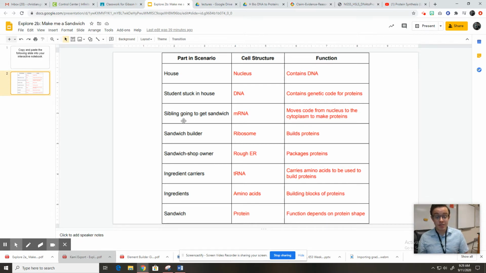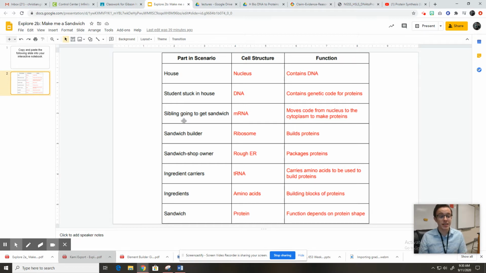Now, since the DNA can't leave the nucleus, how do the instructions for how to make proteins get out of the nucleus? Because proteins aren't made in the nucleus, they're made outside of the nucleus. Well, we have to have this molecule that will carry the message from the DNA out of the nucleus for us. And that molecule is called mRNA, okay? RNA stands for ribonucleic acid. DNA stands for deoxyribonucleic acid, so they're kind of cousins here. The M in front of RNA stands for messenger.